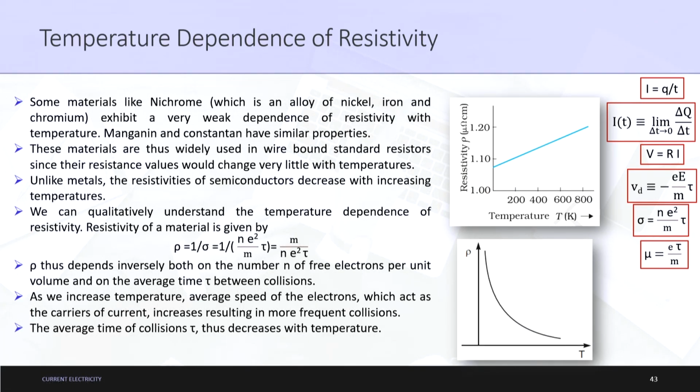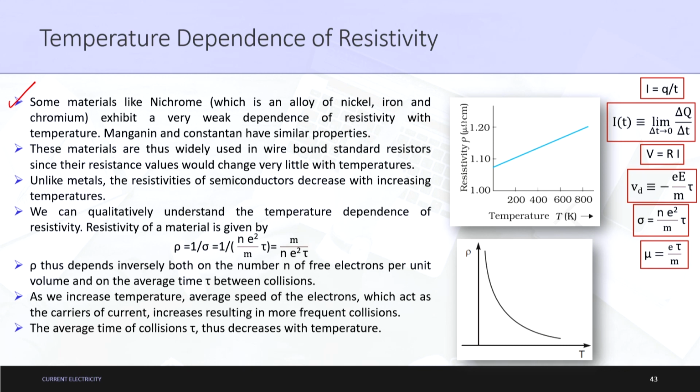Next, some materials like nichrome, which is an alloy of nickel, iron and chromium, exhibit a very weak dependence of resistivity on temperature, sometimes it does not even change. Manganin and constantan have similar properties. So, there are some materials which do not show a temperature dependence of resistivity.